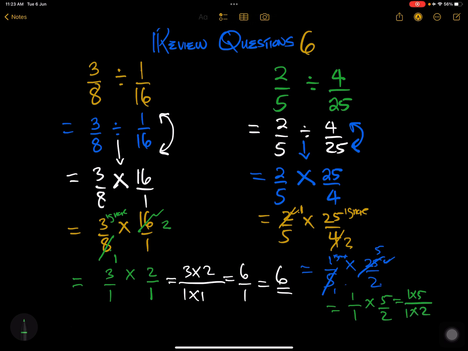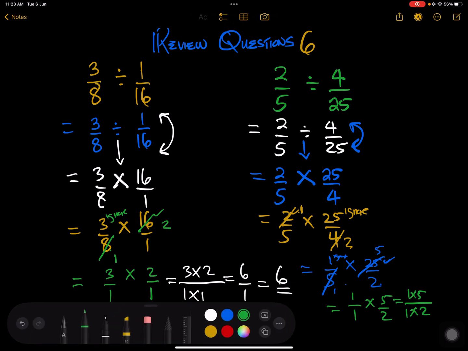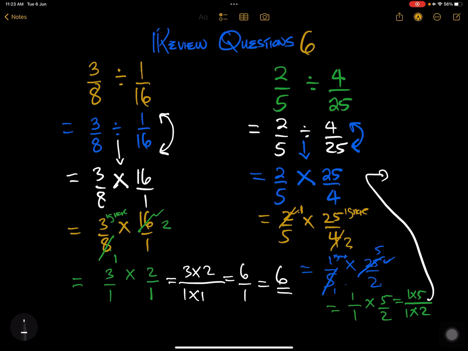Why? Because there are no more common factors left. So that's why we are multiplying the numerators together and the denominators together. So to that end, we're going to get 1 times 5 in the numerator and 1 times 2 in the denominator. And that gives us 5 over 2. So there you have it as far as division of fractions is concerned.